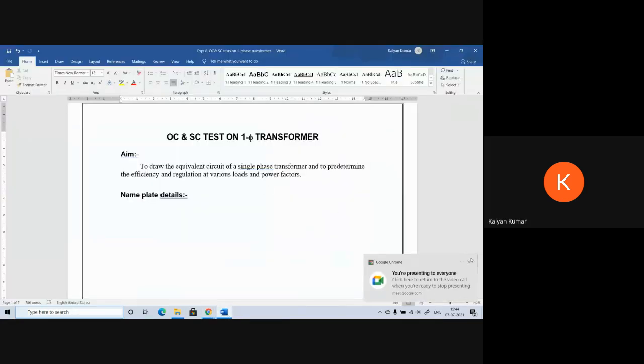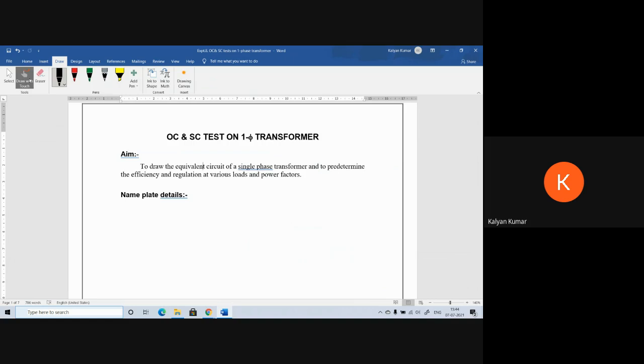Dear students, today I am going to explain open circuit test and short circuit test on single phase transformer calculations. In this experiment, we are going to conduct open circuit test and short circuit test on a single phase transformer. From the test readings, we are going to obtain the equivalent circuit.